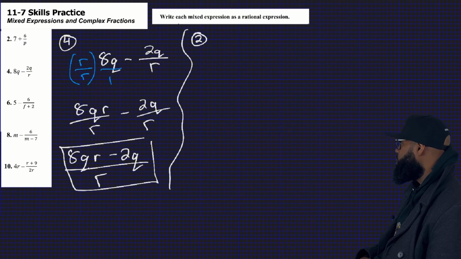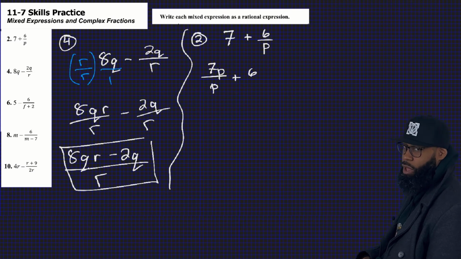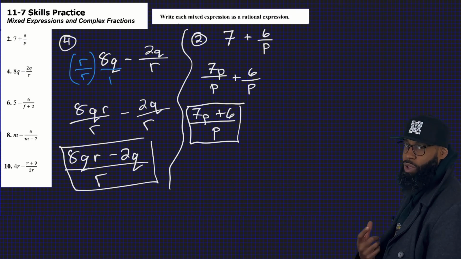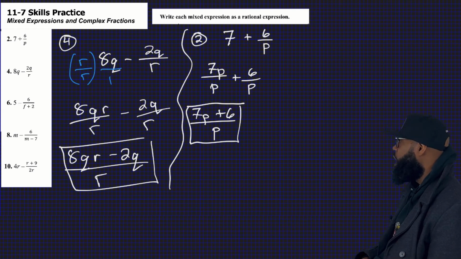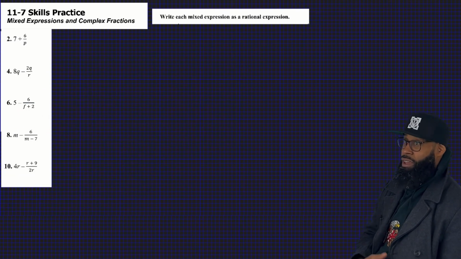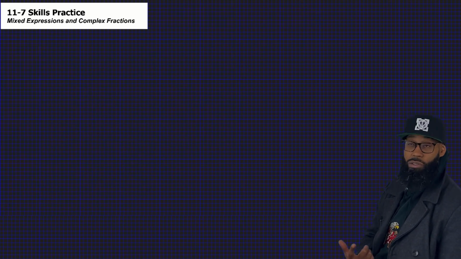Squeezing in the last one here. Number 2, 7 plus 6 divided by p. So again, a denominator of p for one of the terms. So the first term needs a denominator of p as well. So not changing the value of it, just changing the way it looks. 7p divided by p. Now add the plus 6 for the numerator, and of course, common denominator is what we got, so all over p. Feeling good.